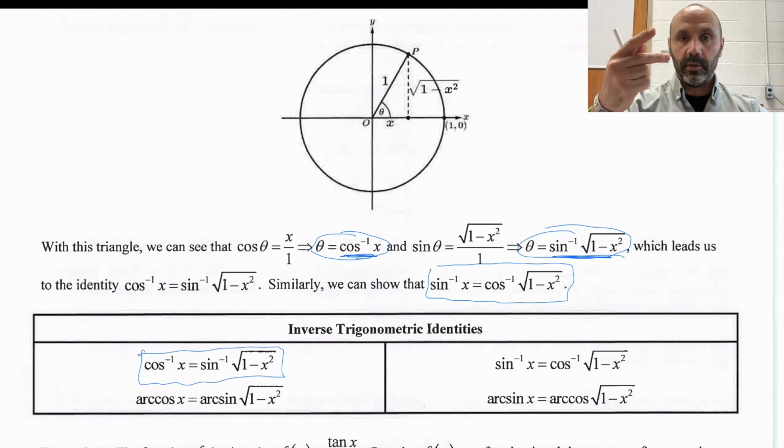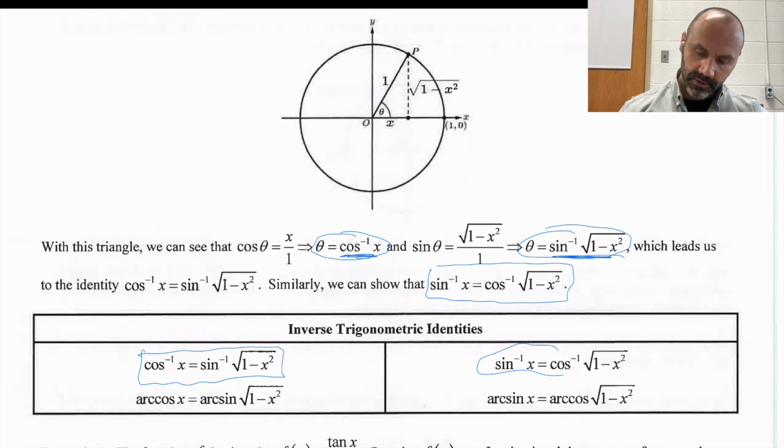You could work the other way too. And instead of using h, the vertical, you can use the horizontal, and you can get this other expression as well. And then, inverse cosine is the same thing as arc cosine. Inverse sine is the same thing as arc sine, etc. Okay, so these are the inverse trig functions.